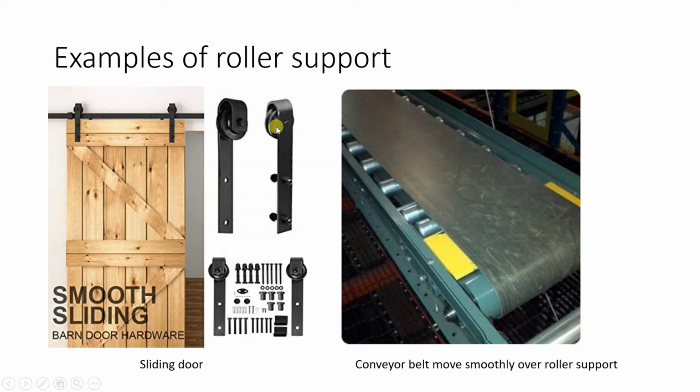So these are the examples of roller support. Here you can see rollers are there, and we have a sliding door, and this is an example of a conveyor belt. Here you can see cylindrical rollers and a belt, and when the roller rotates, the belt will also rotate.